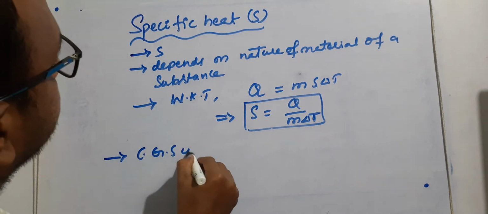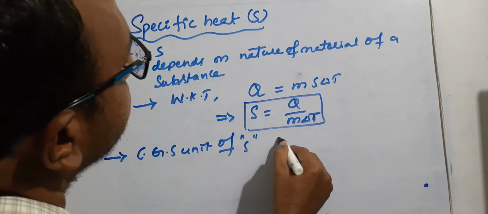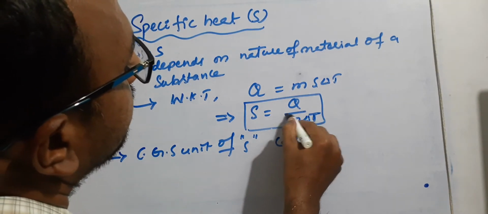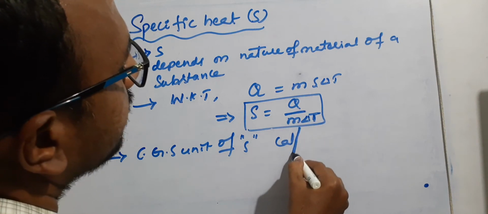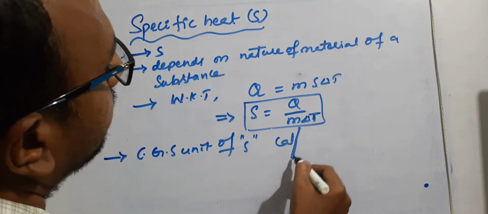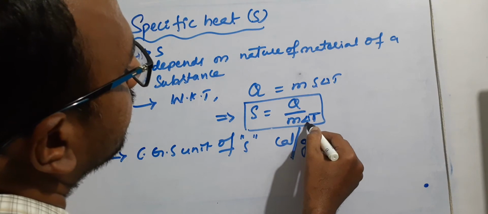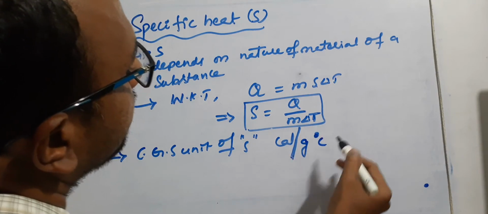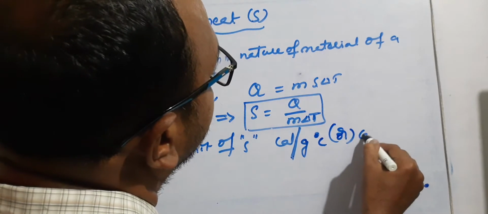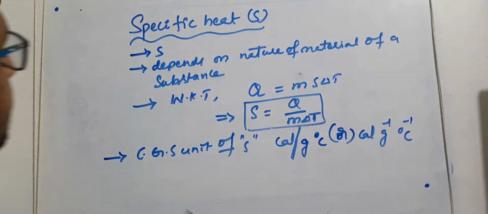The CGS unit of specific heat: Q is measured in calories. Here the division symbol is there; in that place we can write a slash and call it per. Mass is measured in grams and delta T, the change in temperature, is measured in degrees Celsius in the CGS system. So it can be written as calorie gram inverse degree Celsius inverse.